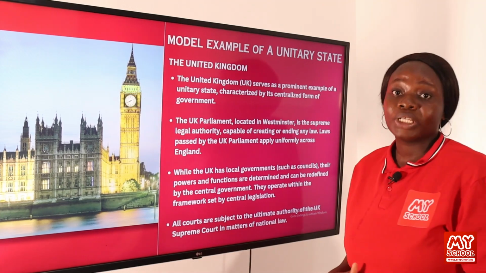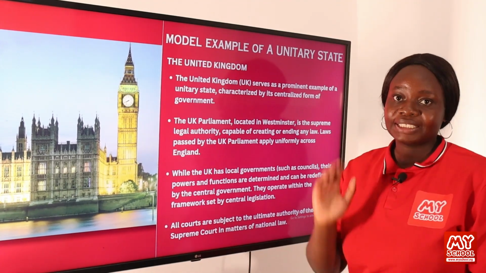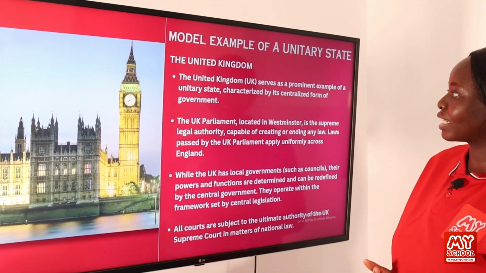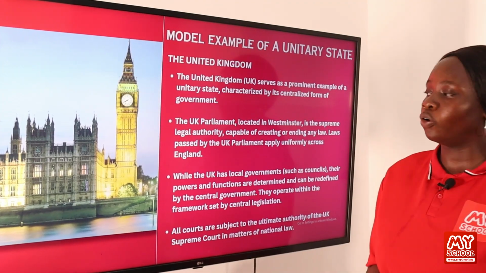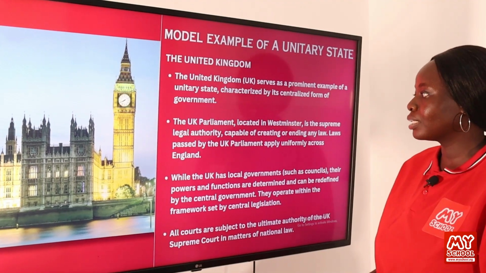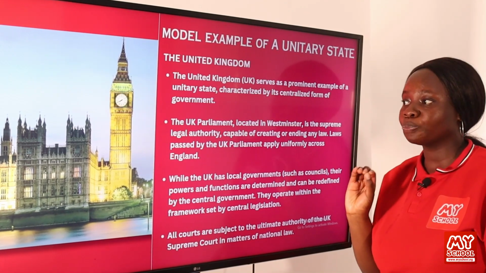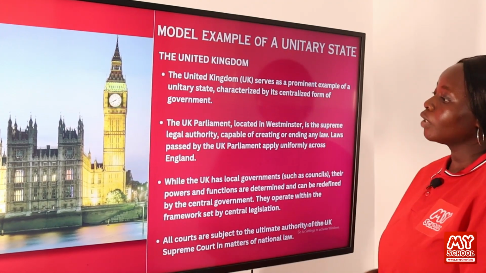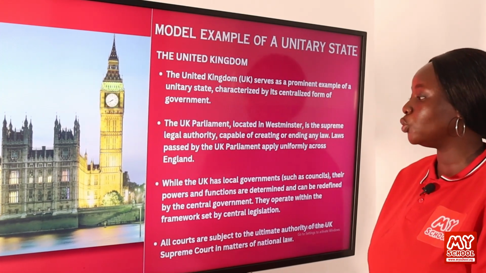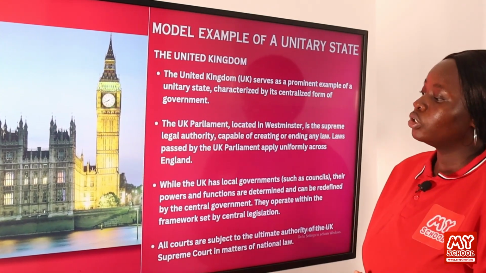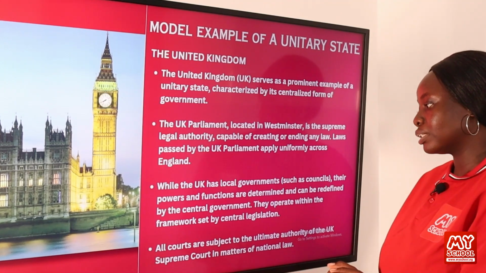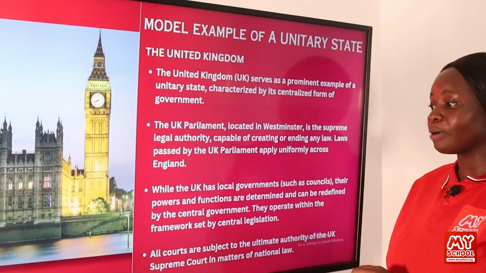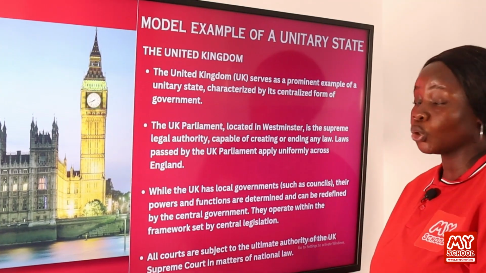Now we're going to look at a model example of a unitary state, which is the United Kingdom. So the United Kingdom serves as a prominent example of a unitary state characterized by its centralized form of government. The UK Parliament, located in Westminster, is the supreme legal authority capable of creating or ending any law. Laws passed by the UK Parliament apply uniformly across England. So while the UK has local governments, such as councils, their powers and functions are determined and can be redefined by the central government. So we've talked about that.